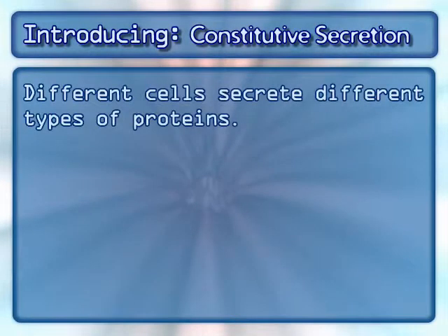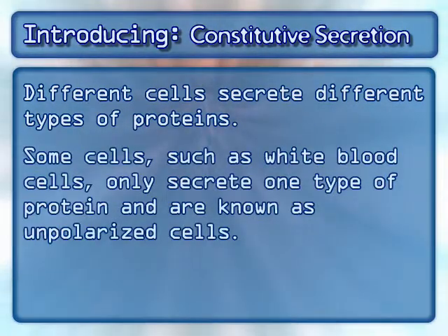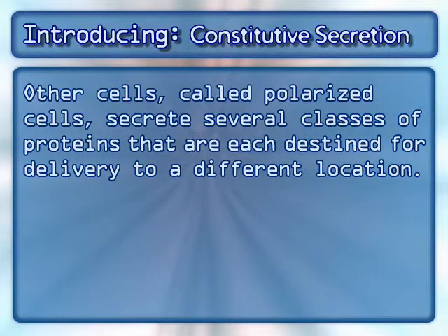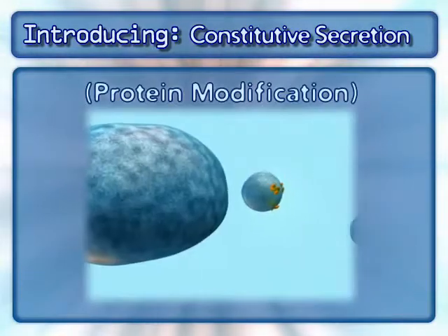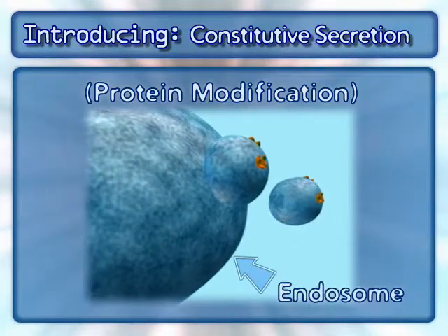Different cells secrete different types of proteins. Some cells, such as white blood cells, only secrete one type of protein and are known as unpolarized cells. Other cells, called polarized cells, secrete several classes of proteins that are each destined for delivery to a different location. As seen in the protein modification animation, some of these proteins can be destined for the endosome.